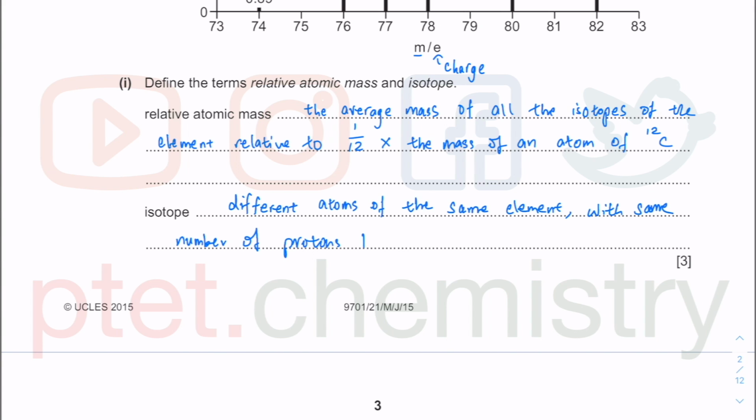there. So the number of protons plus the number of neutrons will give you the mass number or the nucleon number, and therefore you have different mass numbers as a result of these.